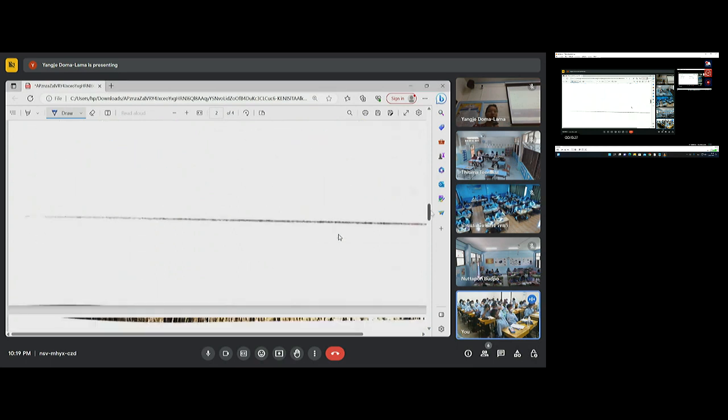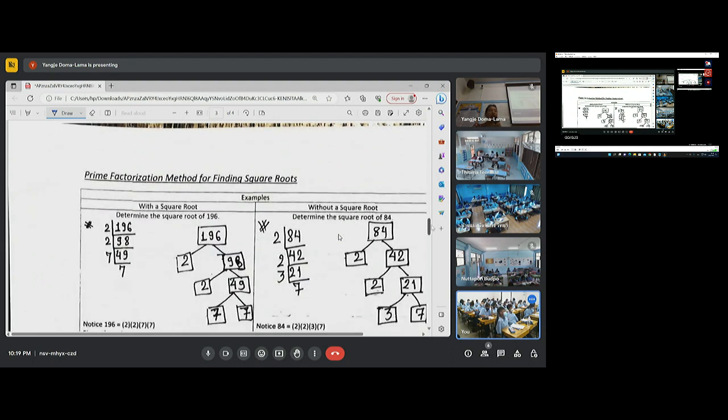Now what is our next exercise? Can you read this? Can you read the topic? Prime factorization method. Everyone read again. I will not start until you read, everyone. What is this? Prime. Read loudly. Everyone read prime factorization method.